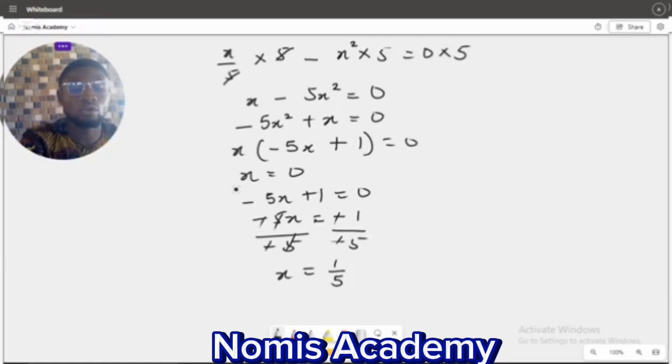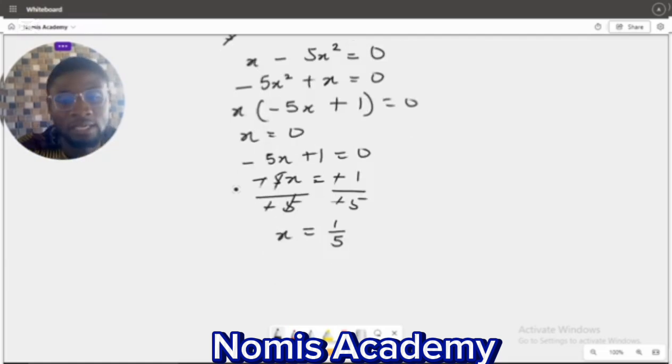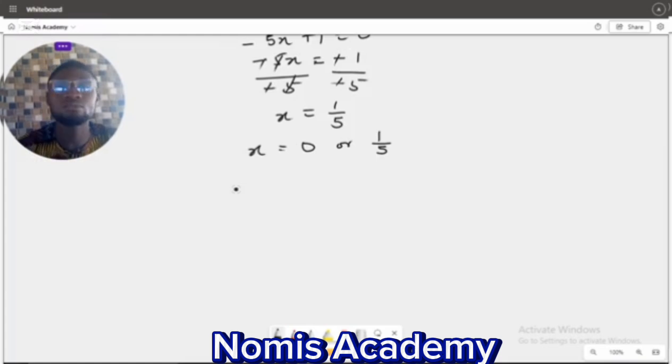So the roots of that quadratic equation are x equals 0 or 1 over 5. Is that clear? Let's take on another example. They might look somehow strange, but when you look at them critically, knowing fully well that they are quadratic equations, you get to know how to maneuver your way to get them done. Let's see another example. So this should be our example 6, right?